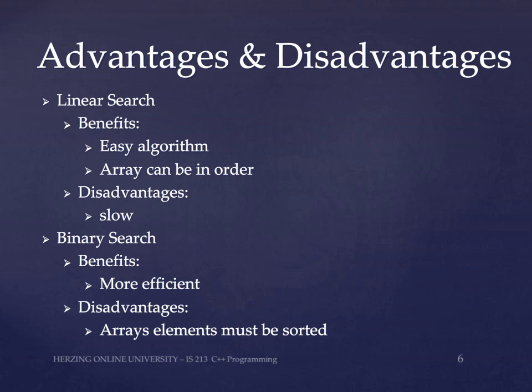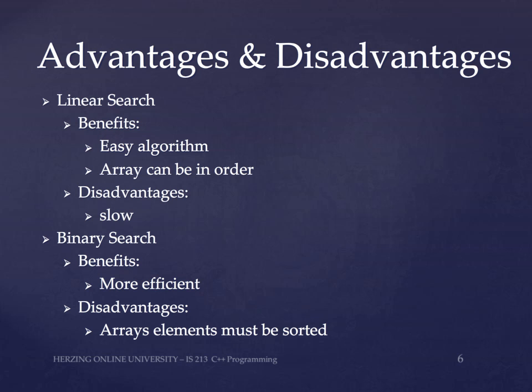Advantages and disadvantages of linear and binary search. For linear search, the trade-offs: the benefits are that it is an easy algorithm to understand and the array can be in any order. The disadvantage of the linear search is that it is very inefficient or slow. For an array of n elements, it will examine n/2 elements on average if the value is in the array, and n elements if the value is not in the array.